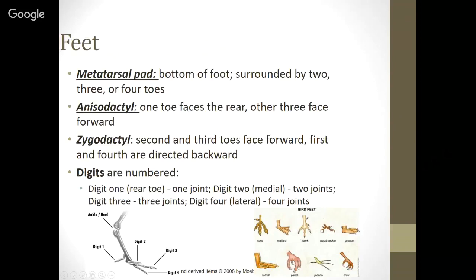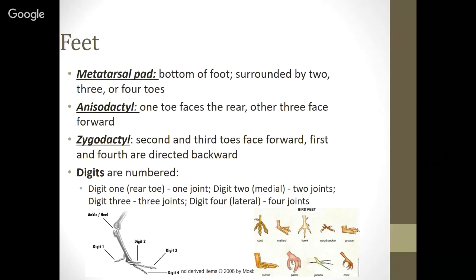On the woodpecker, we have 2 in the back and 2 in the front, and it's for climbing trees, versus a grouse, which has 3 projecting pretty thick toes, so they don't perch on branches at all. So if you look at the form of the foot, you can determine the function of that foot. Anisodactyl: aniso means one different. One toe faces the rear and the other 3 face forward. That's anisodactyl. Zygodactyl: second and third toes face forward, and the first and fourth are directed backwards.